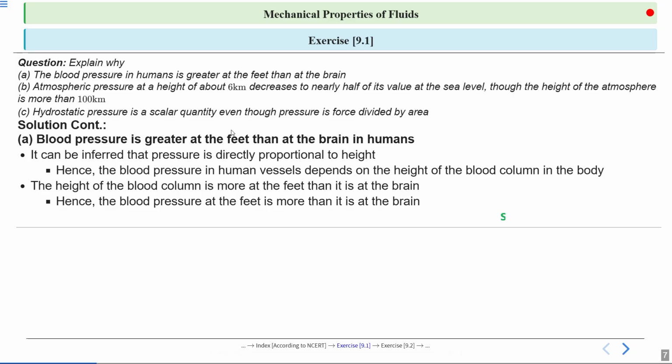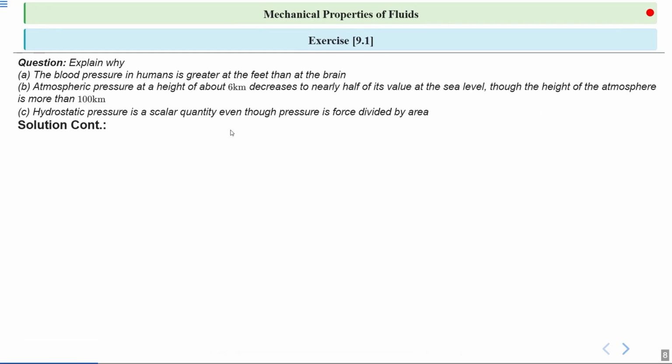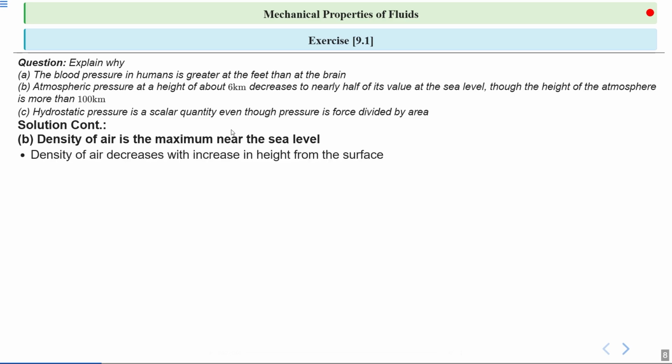Alright. Now, let's start with part B of the question. The density of air is higher near sea level. This means that the air is packed more closely together at the bottom of the atmosphere, which affects how pressure changes as we go up. So density of air decreases with increase in height from the surface.